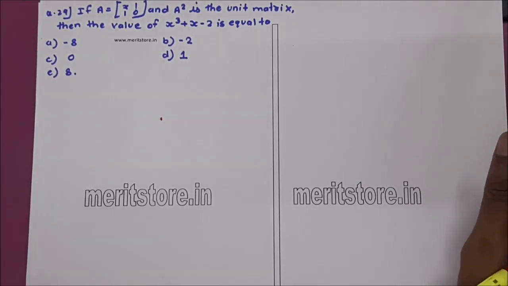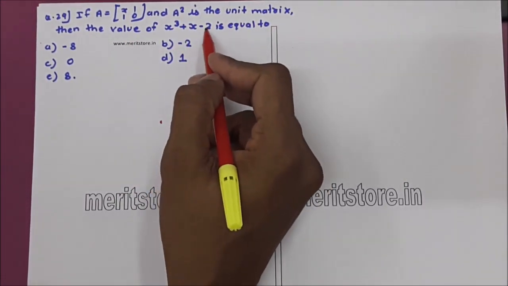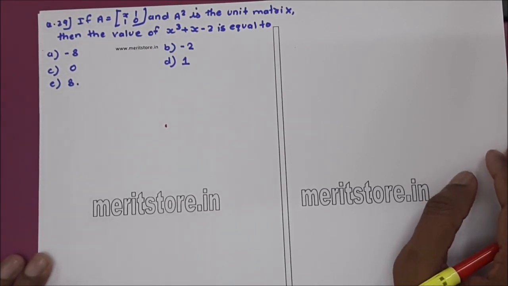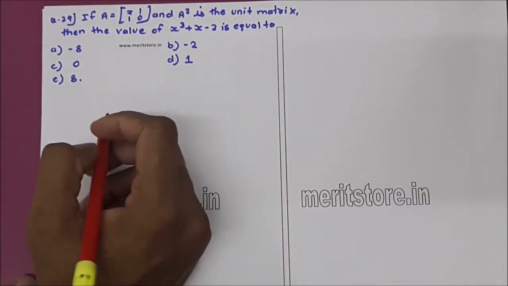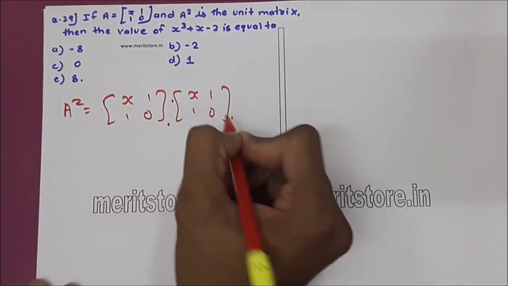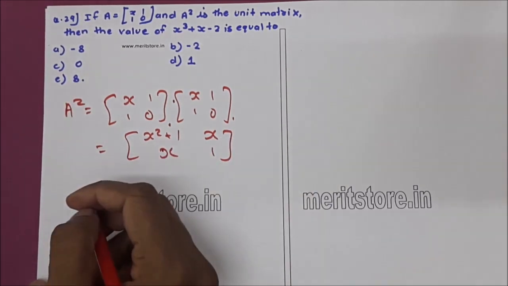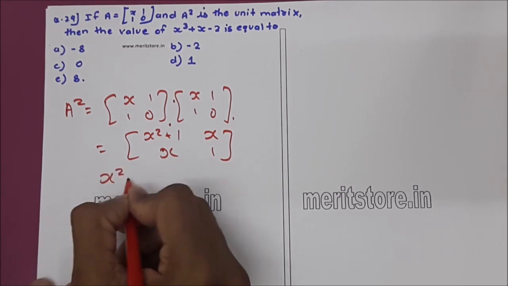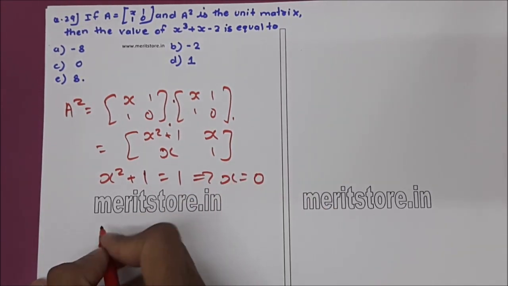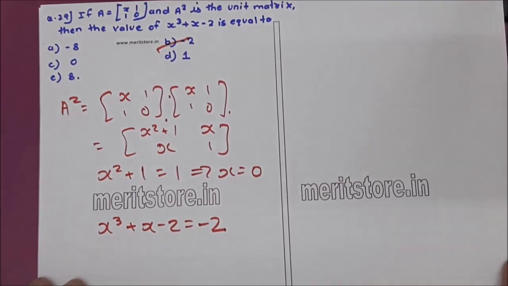Question 29. If A is equal to the 2 by 2 matrix x 1 and 1 0, and A square is a unit matrix, then the value of x cube plus x minus 2 is equal to, we have 5 options: A, minus 1; B, minus 2; C, 0; D, 1; and E, 8. We solve for A square: x 1, 1 0, times x 1, 1 0. We get x square plus 1, x, x, 1. Where A square is a unit matrix, we get x square plus 1 is equal to 1. We solve this, we get x equal to 0. So x cube plus x minus 2 is equal to minus 2, which is option B. Option B is the correct answer.